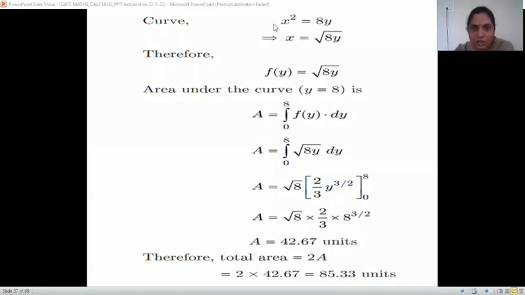So this answer can be obtained only on a calculator. So if it is possible, then we'll get this answer, right? Or we'll get something like 8 root 8 or something like this. We will leave it as it is. Therefore, the total area is 2 times the required area, so it is this much.